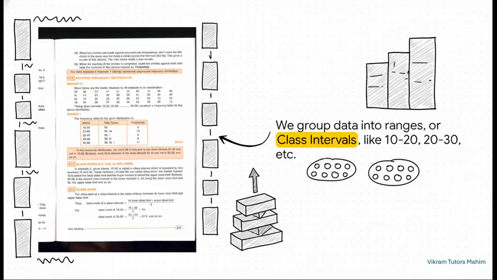So here's the game changer. Instead of counting every single individual score, we group them. We put them in buckets, like how many students scored somewhere between 10 and 20, how many between 20 and 30. And just like that, this massive, unwieldy data set starts to look manageable again.